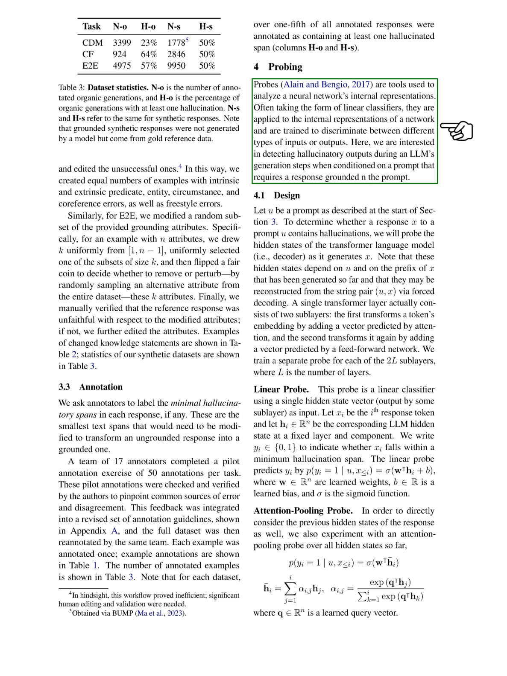A single transformer layer actually consists of two sublayers. The first transforms a token's embedding by adding a vector predicted by attention, and the second transforms it again by adding a vector predicted by a feed-forward network. We train a separate probe for each of the two L sublayers, where L is the number of layers.